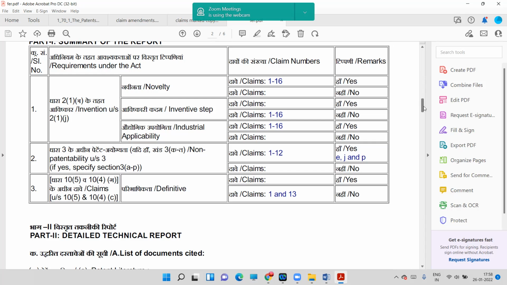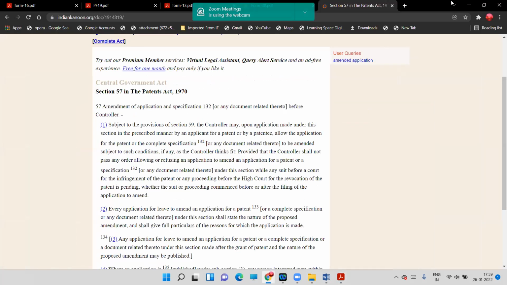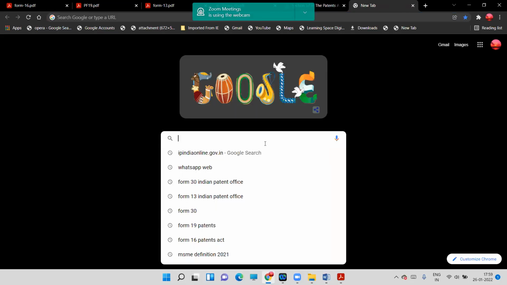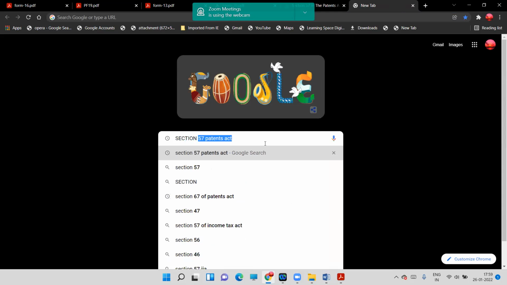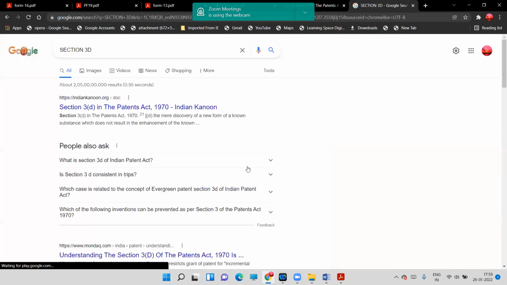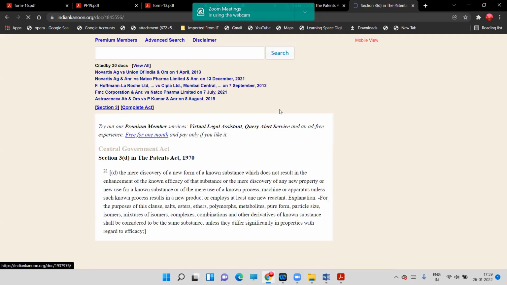Can anyone tell me section 3D? Please read it. It's an admixture? No, 3D, what I am telling you, it's interesting. It is about a new property of an existing substance. If a discovery is made from a known substance, it must have enhanced efficacy, a new form of a known substance. Please read this in detail because it is very important. What is section 3D saying?